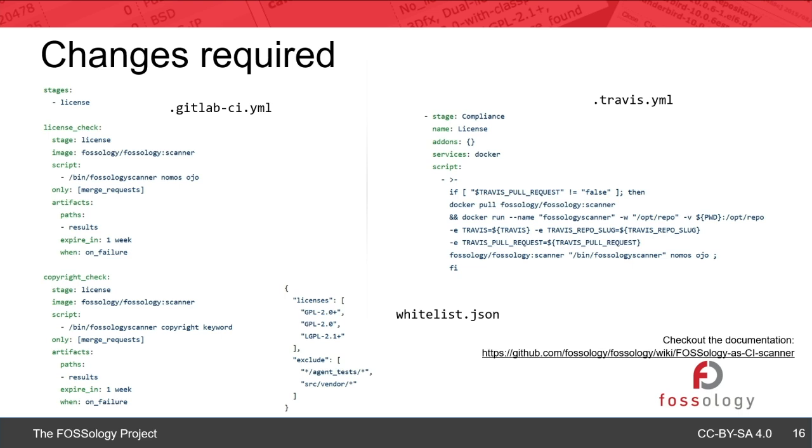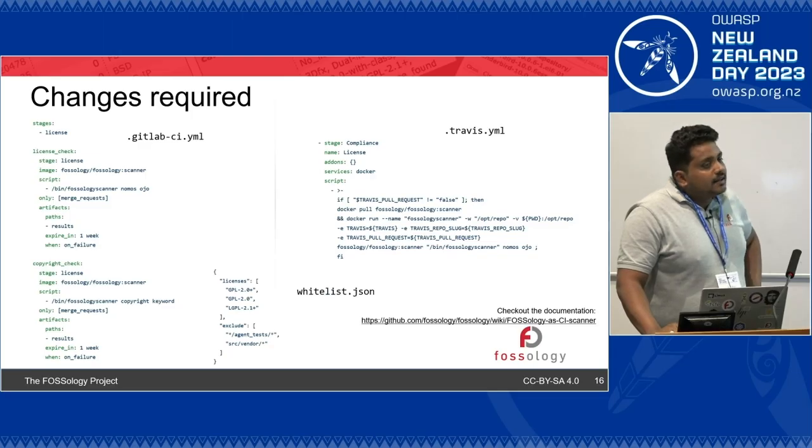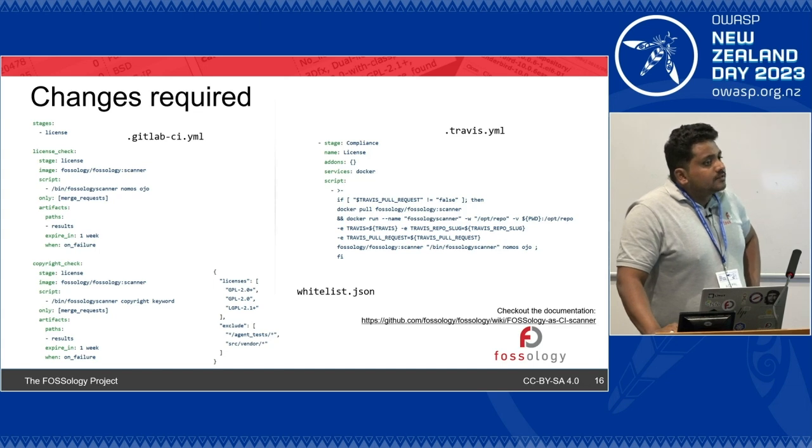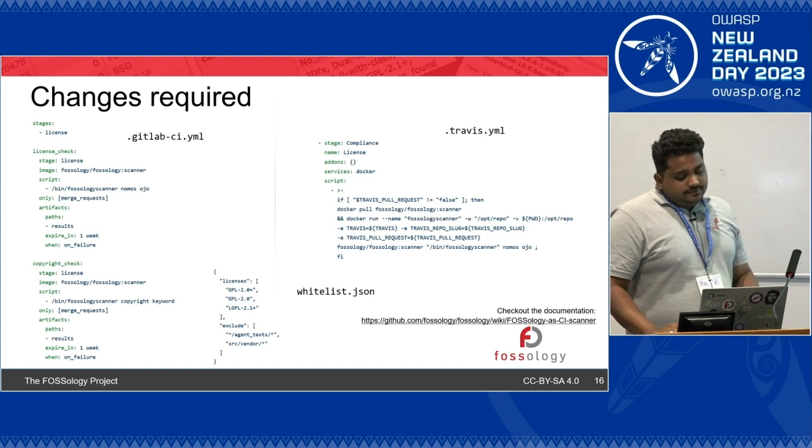If you see here, I have chosen GPL 2.0 plus, GPL 2.0 and LGPL 2.1 plus. So I'm okay with these 3 licenses. If some package contains these 3 licenses, I'm okay with it. I can also exclude the test folders which are not required for scanning, like the agent test folder or some configuration folders.